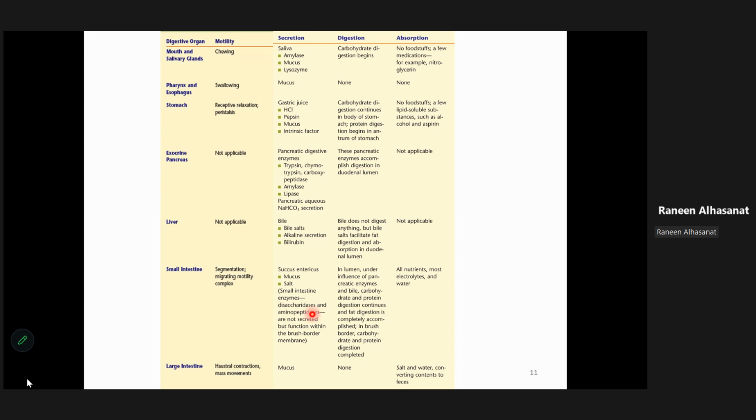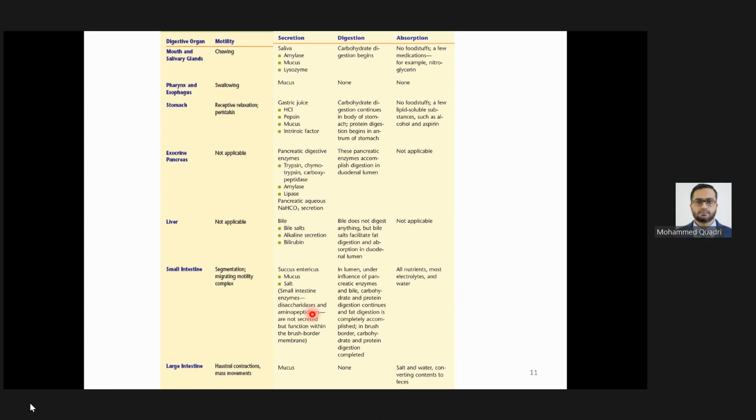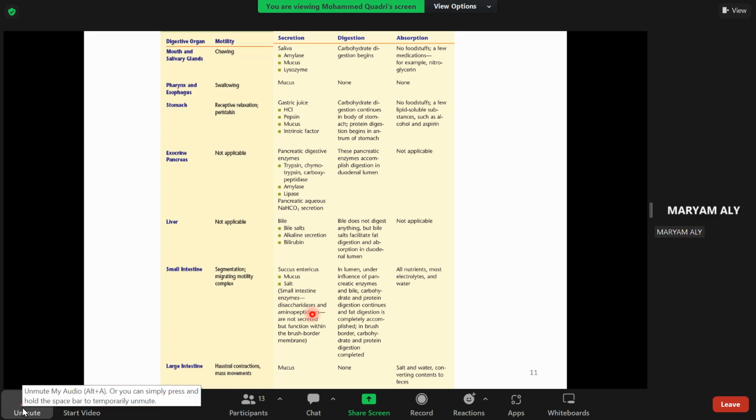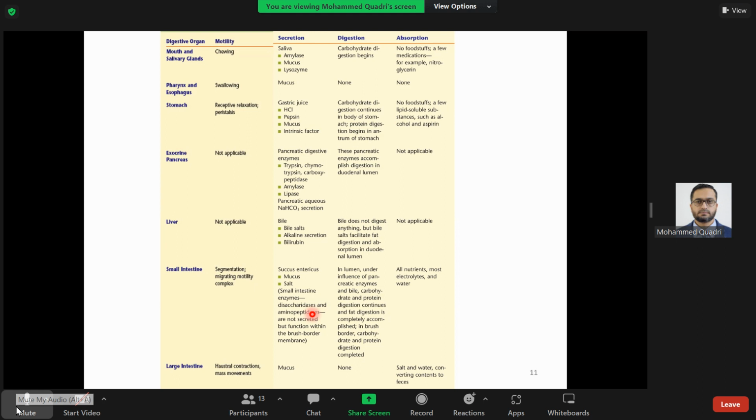Why not microvilli? Tell me from where, give me the answer. It is in the lumen. There in the exocrine gland slide. I'm asking the question from the slide. Exocrine glands. Where are exocrine glands located? In the lumen. None of you has revised the slides also. Forget about books.